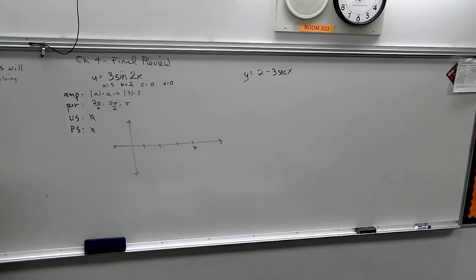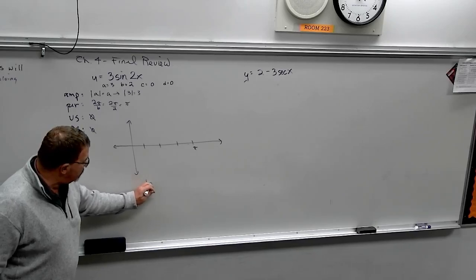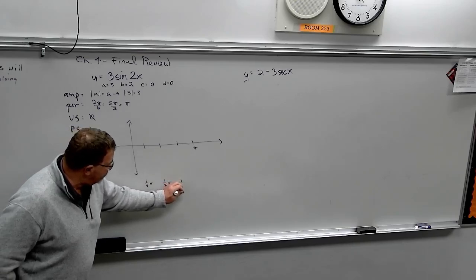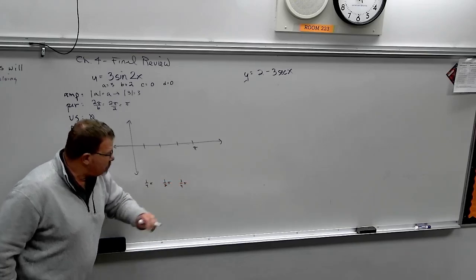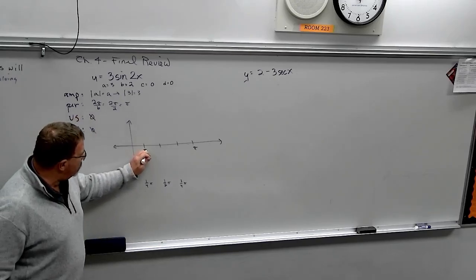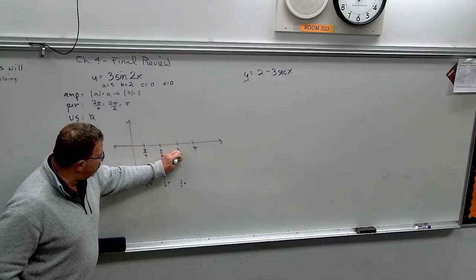Now, when there's no phase shift, this is easy to do. It's basic math. It's 1/4, 1/2, 3/4. To get this answer, it's 1/4 of pi. This answer is 1/2 of pi, and this is 3/4 of pi. So you just multiply those out, which is pi over 4, pi over 2, and 3 pi over 4.